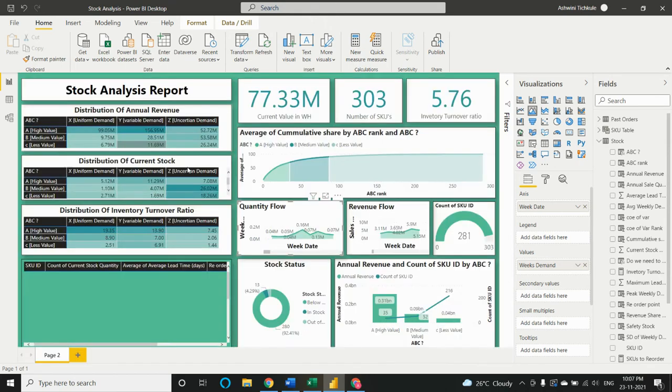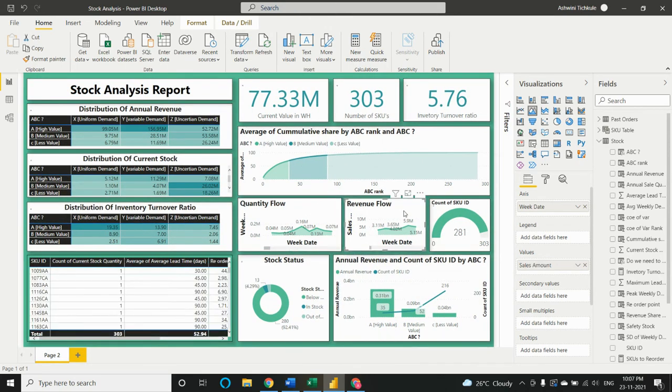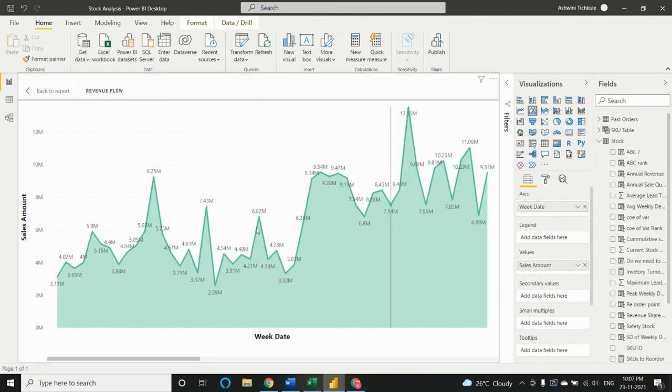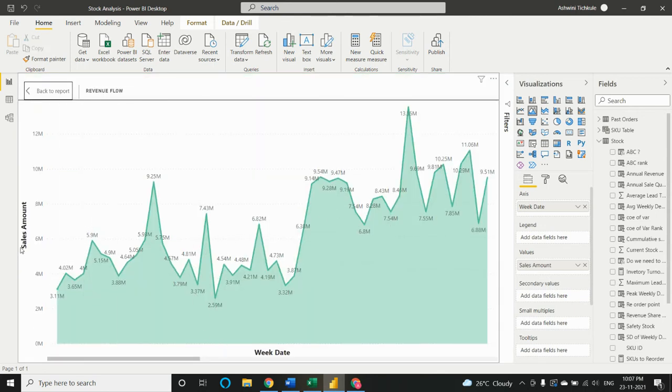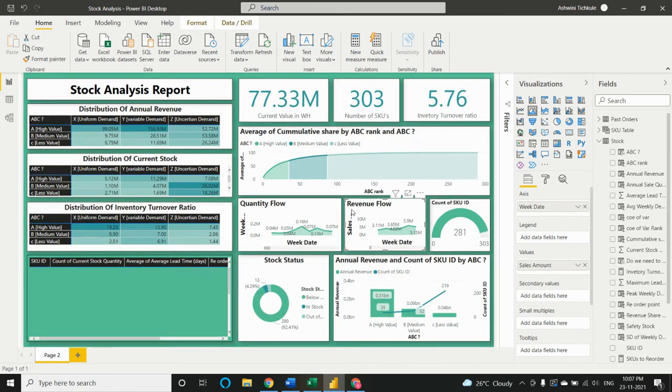So back to the report, we can see this chart likewise for the revenue flow, sales amount, and the week date. So see here, there is a lower sales amount for 5 Feb 2019, and a higher sales amount on 12th of November 2019. Okay, back to the report.